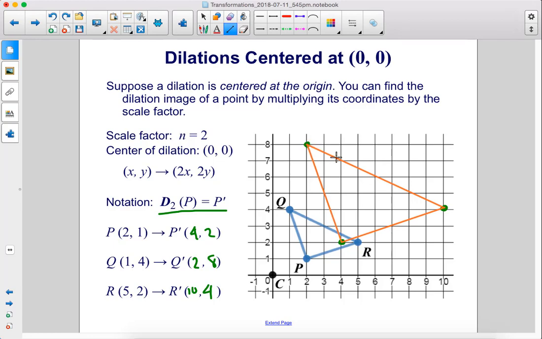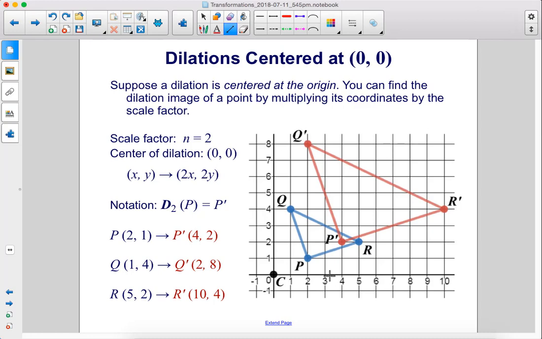There we go. So that's a much quicker way to construct a dilation than having to do the whole method with the compass and rays. This is much quicker. And here is the solution with the points labeled.